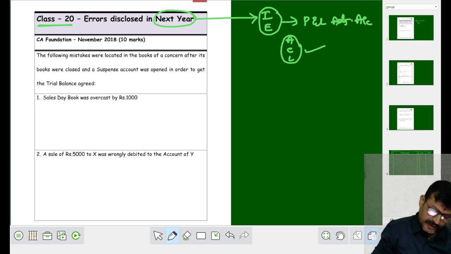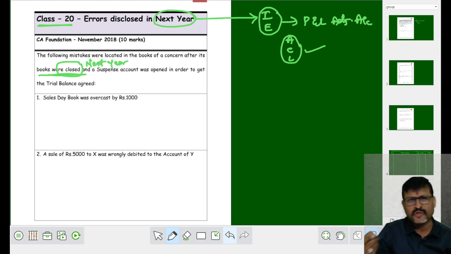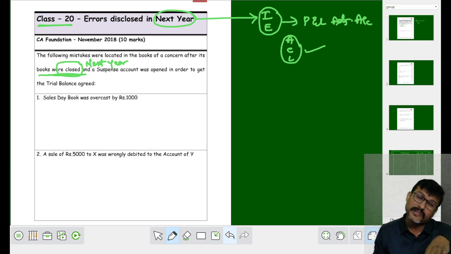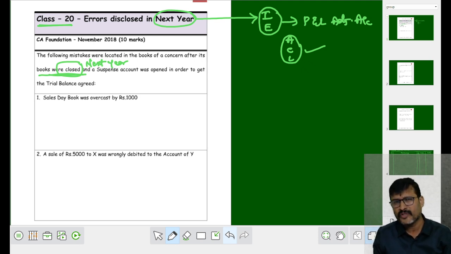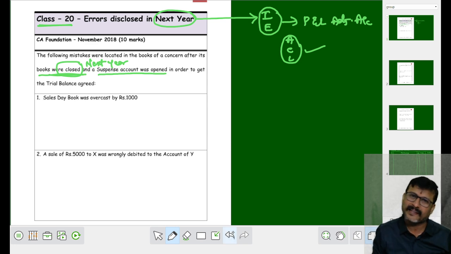The following mistakes were located in the books of a concern after its books were closed. See, after its books were closed. When the books were closed, it indicates that it belongs to the next year. Financial accounts are closed, and errors are disclosed after closing the financial account, usually on 31st March. After that, a suspense account is to be opened in order to get the trial balance agreed.